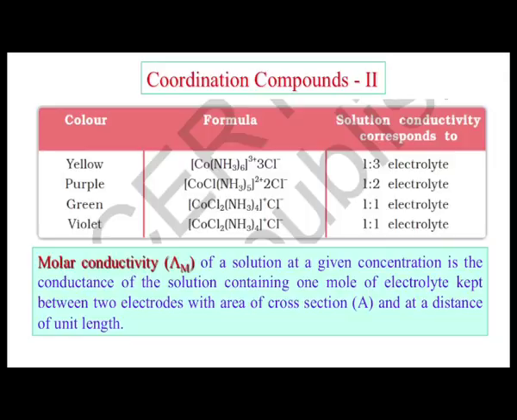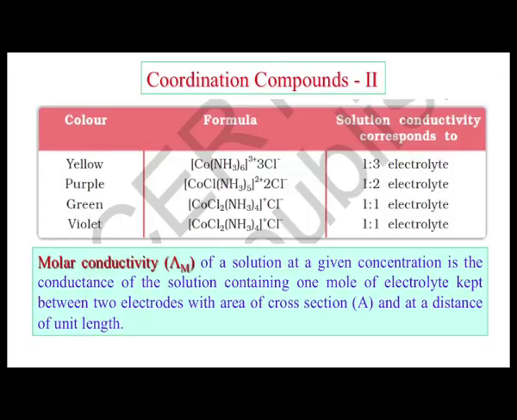So, if we measure the solution electrical conductivity in terms of the capital lambda m values, we can define the electrolytic nature of this electrolyte as 1:3, 1:2, 1:1 or 1:1, like that of our aluminum chloride, calcium chloride and sodium chloride. So, we must have some good idea about where the chlorides are, and that will differentiate the color of the species and its electrical conductivity, and we can identify this.